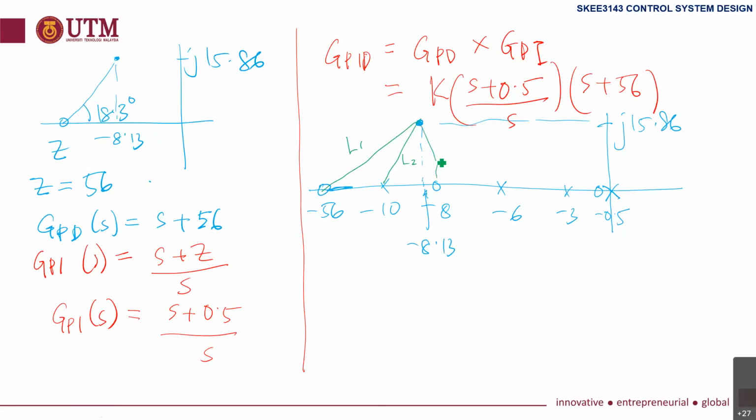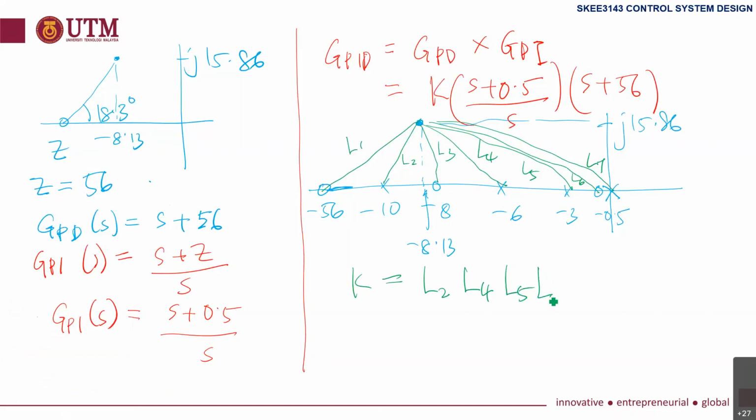Then again, we need to calculate the lengths L1, L2, L3, L4, L5, L6, and L7. In which K is L1, L2, oh no, sorry, not L1. K equal to L2, L4, L5, L7 divided by L1, L3, L6.